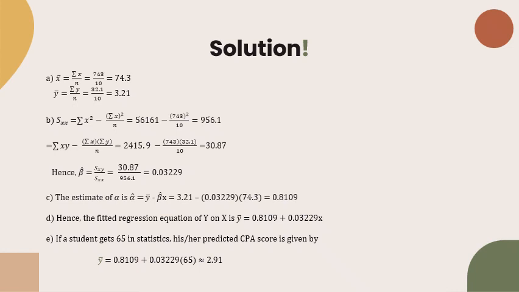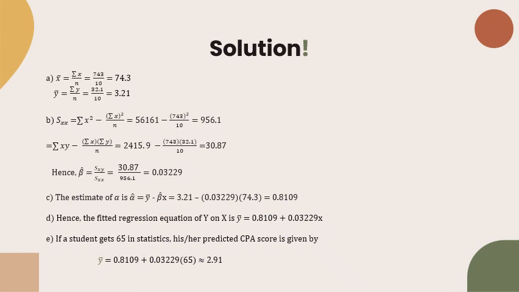For question B, the question asks for the value of beta hat. In order to determine the beta hat, we need to determine Sxy over Sxx. So Sxx is equal to summation of x squared minus summation of x, squared, over n. Therefore, 56161 minus 743 squared over 10. So we will get 956.1.